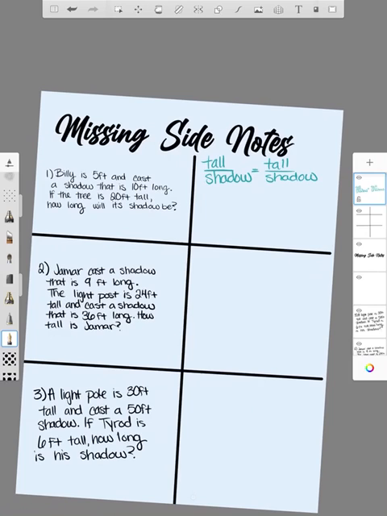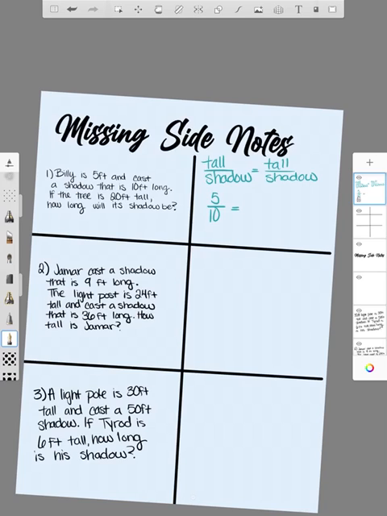It says Billy is 5 feet tall and casts a shadow that's 10 feet long. So on the tall spot, I'm going to put 5 because Billy's 5 feet tall. And now in the shadow spot, or our denominator, I'm going to write down 10 because Billy casts a 10-foot shadow.